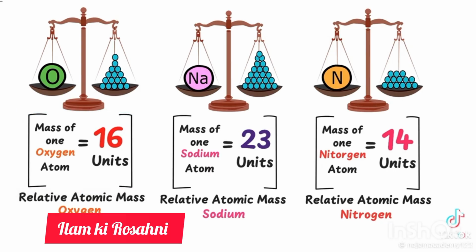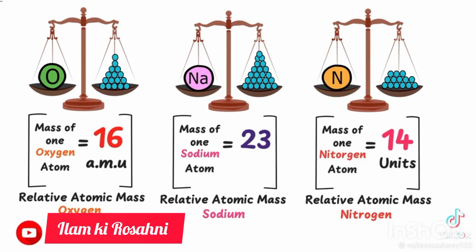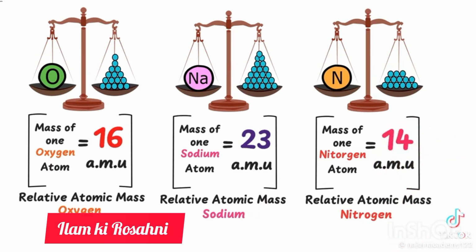Now, instead of 16 units of carbon atom, we write that the relative atomic mass of a single oxygen atom is equal to 16 AMU or 16 atomic mass unit. Similarly, we write the relative atomic mass of sodium is 23 atomic mass unit and the relative atomic mass of nitrogen is 14 atomic mass unit.